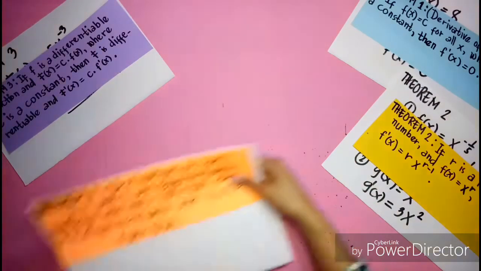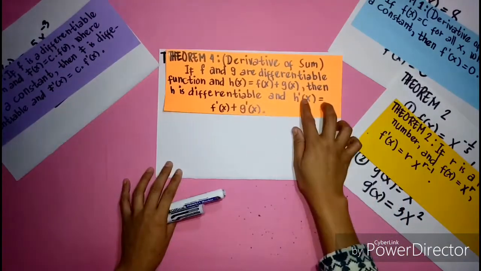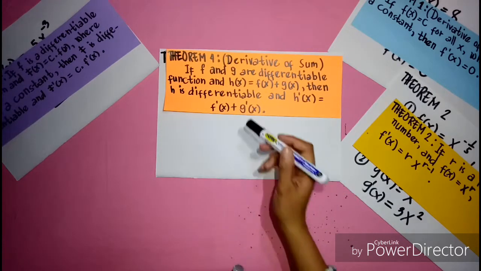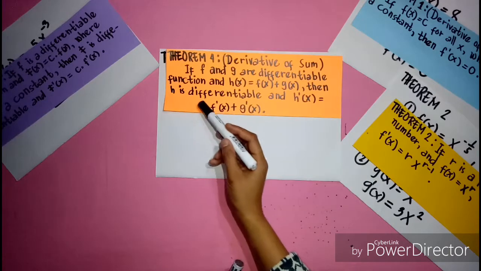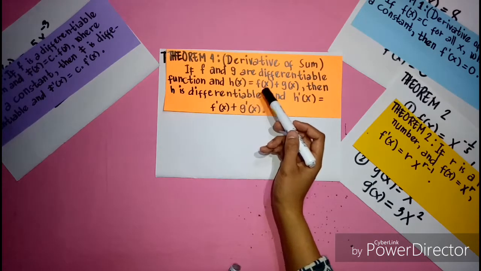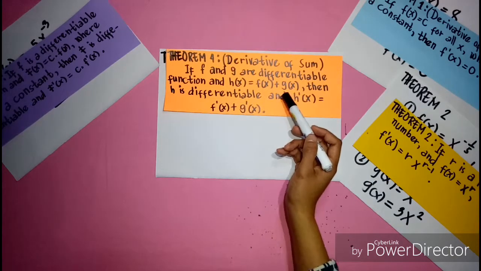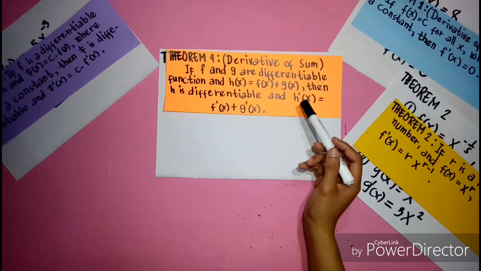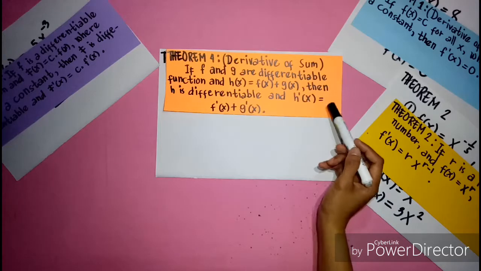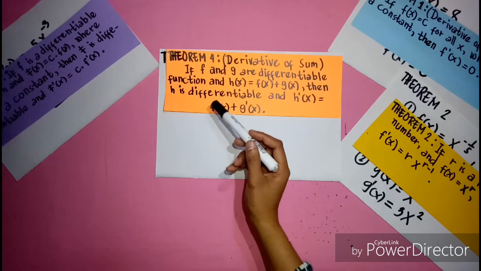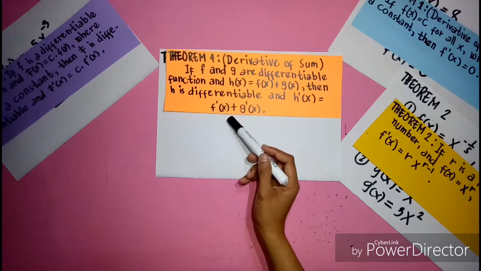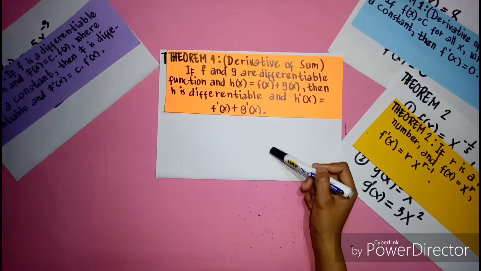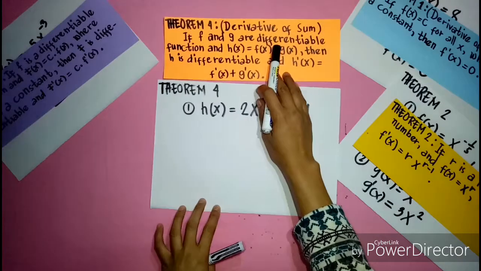Theorem number 4 is the derivative of a sum. If f and g are differentiable functions, and h of x is equal to f of x plus g of x, then h is a differentiable function and h prime of x is just equal to the derivative of f of x plus the derivative of g of x. So let us apply this theorem.